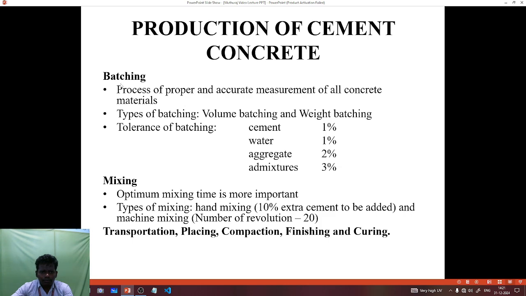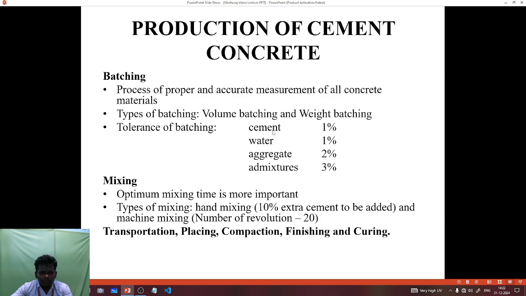Production of cement concrete. Batching means picking up soil, aggregates and cement by volume or weight, the procurement of concrete materials, which is called batching. It is the process of proper and accurate measurement of all concrete materials. Types of batching: volume batching and weight batching.